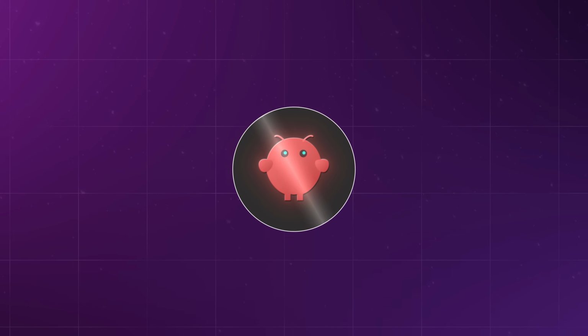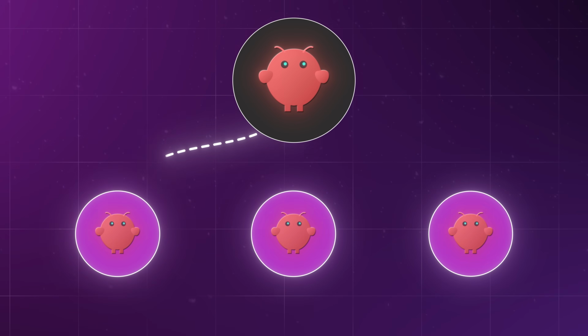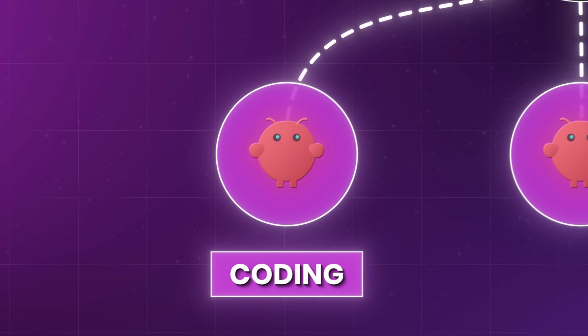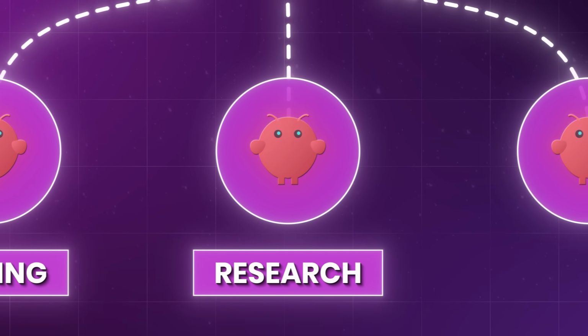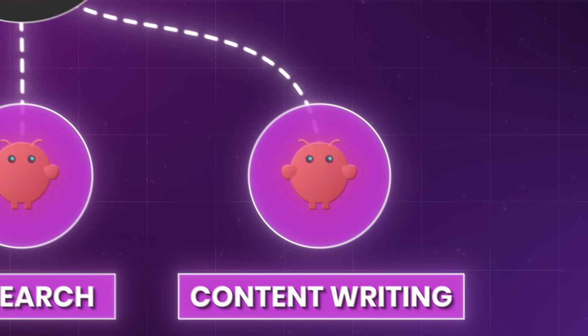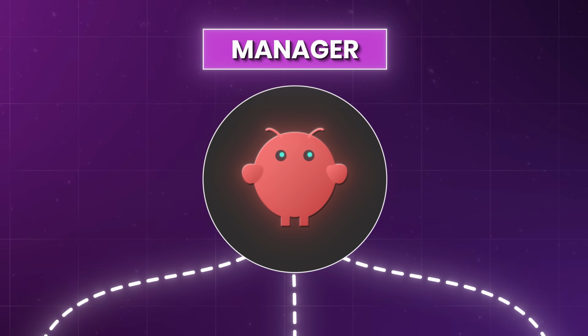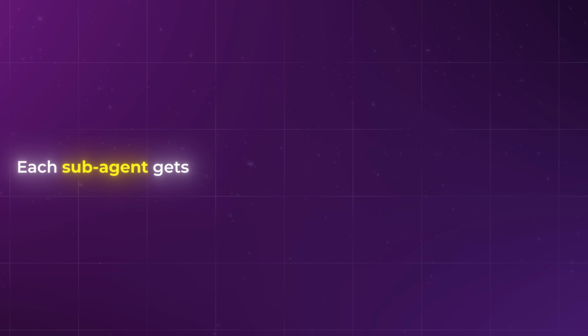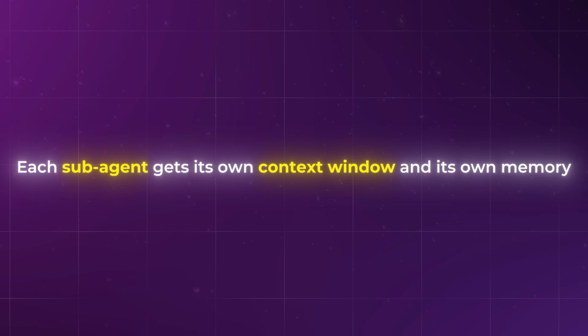Instead of one agent doing everything, you create specialized workers that your main agent can delegate to. One handles coding, another handles research, a third handles content writing, and your main agent acts as the manager who decides who does what. And the reason this matters beyond just speed is that each sub-agent gets its own context window and its own memory. That means your research agent isn't cluttered with coding conversations, and your coding agent isn't confused by research notes. Everything stays clean and separated.